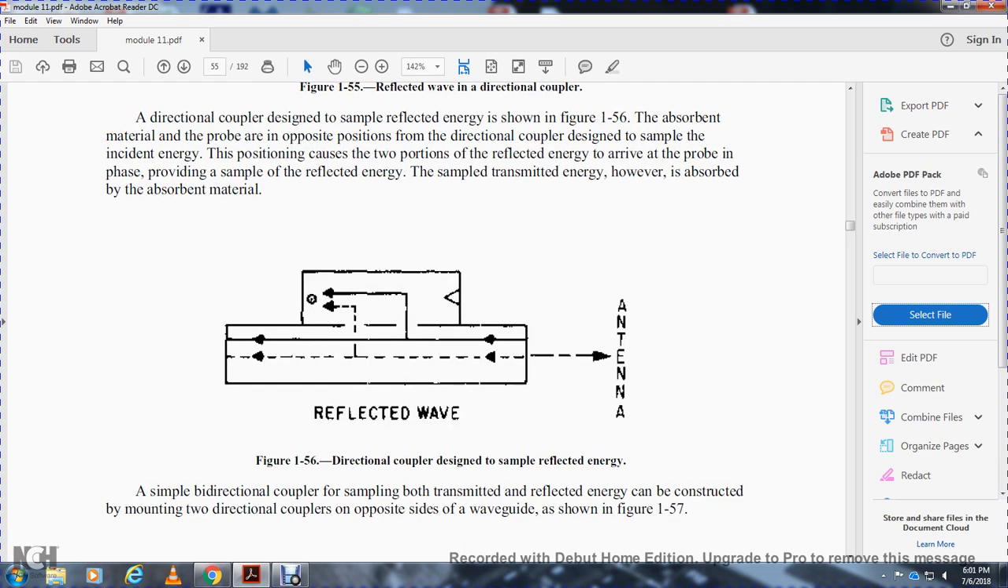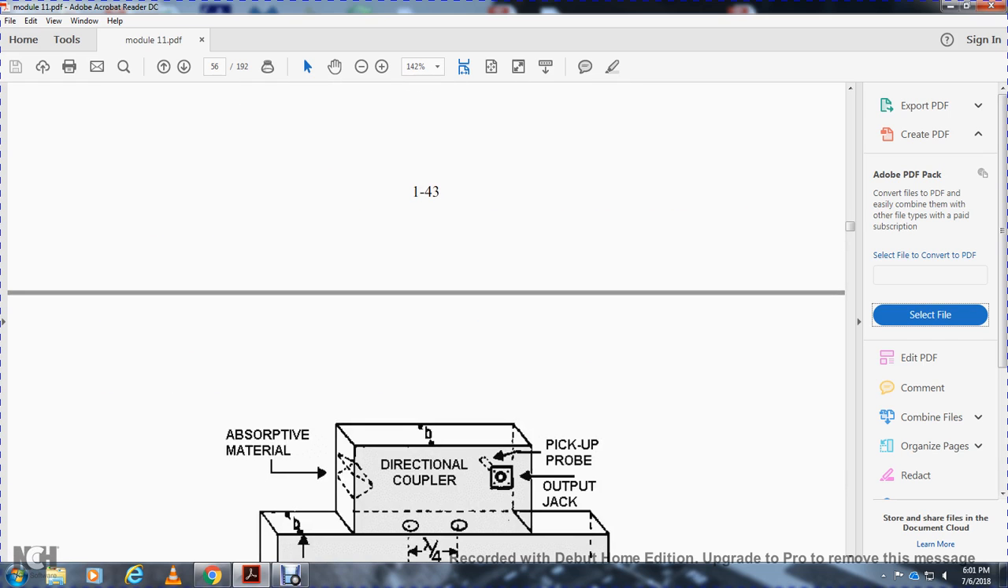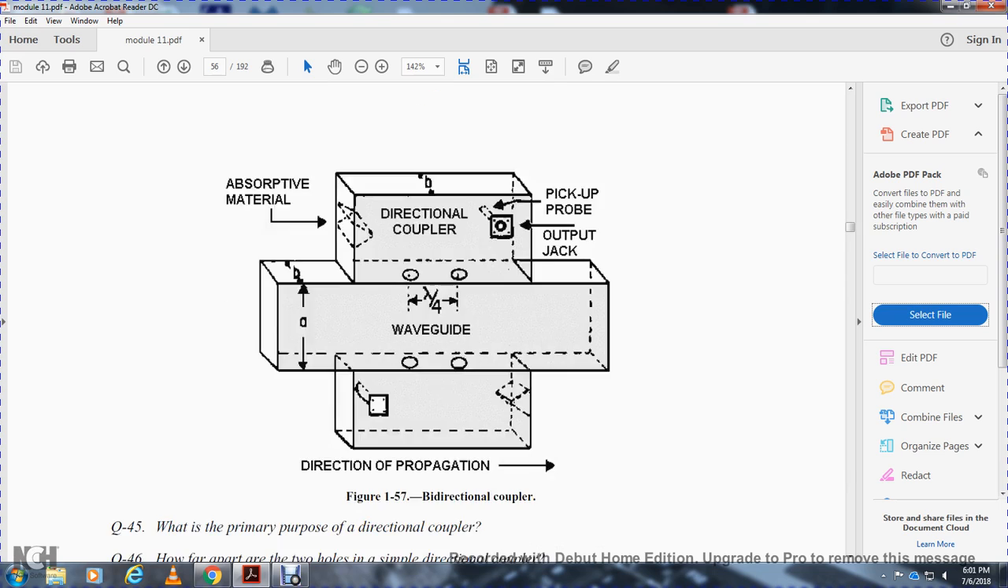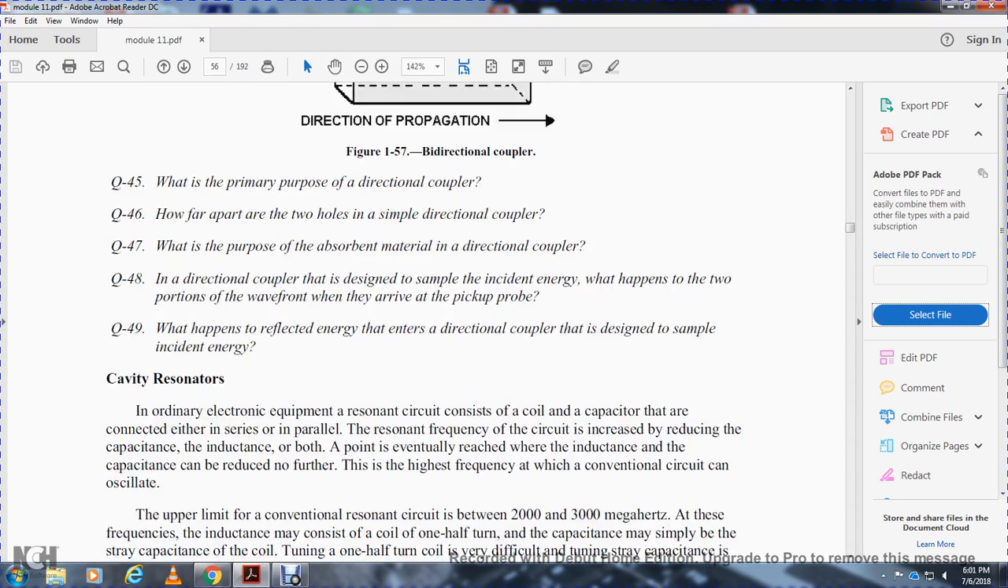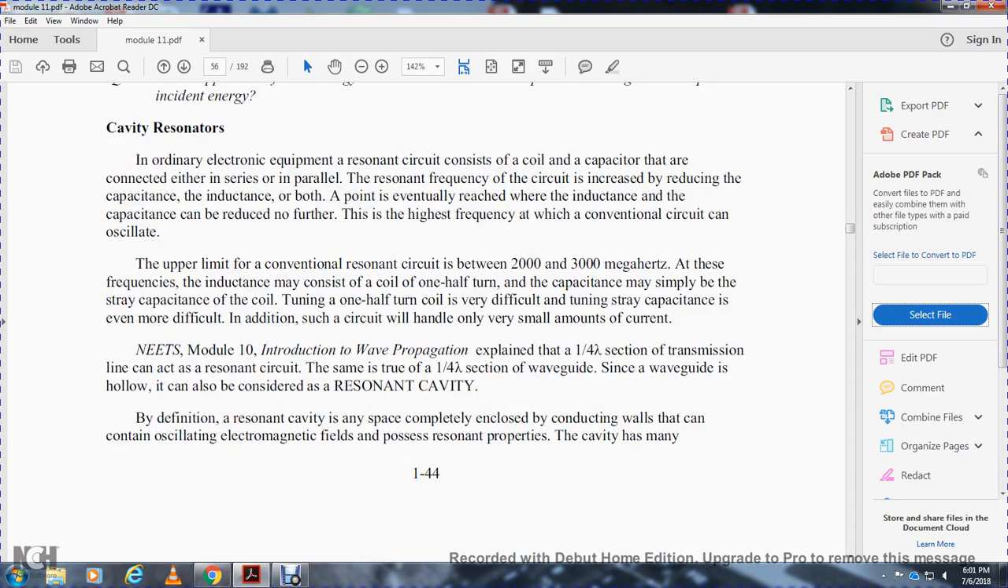A simple directional coupler sampling both transmitted and reflected energy can be constructed with two directional couplers positioned opposite each other on the waveguide, shown in Figure 157. Absorbent material, directional coupler, pickup probe, output jack, 1/4 inch wavelength. Direction with a proportion and cavity resonators.